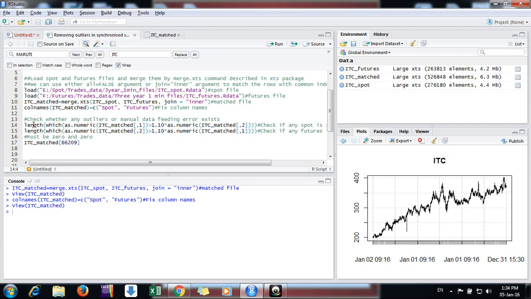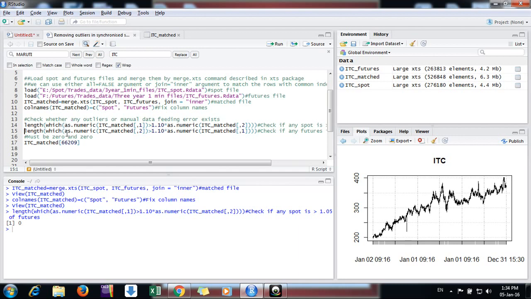Suppose I say there are observations 5 and 6, so there are two. In this way, using the length command, I am counting how many observations have more than 10% difference between spot and futures. I'm just running this command. Zero. There is no such observation here.